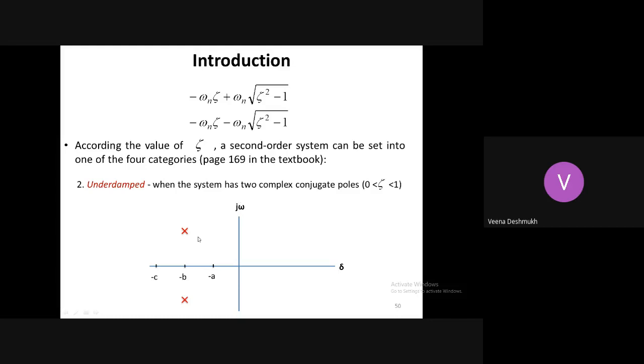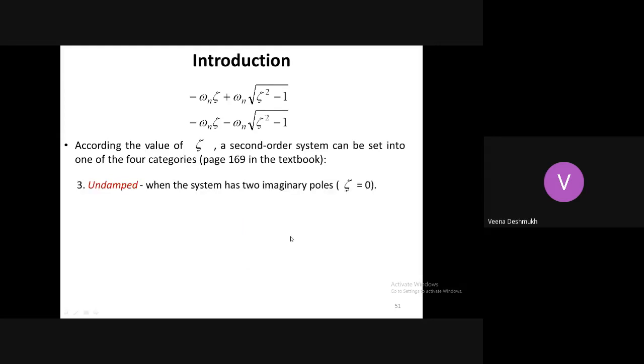Now where exactly are your poles present? The one with the plus sign is present here. The other one with the minus sign is present here. Now what exactly is this damping, underdamping or undamping, where zeta equal to 0 represents the undamped state.